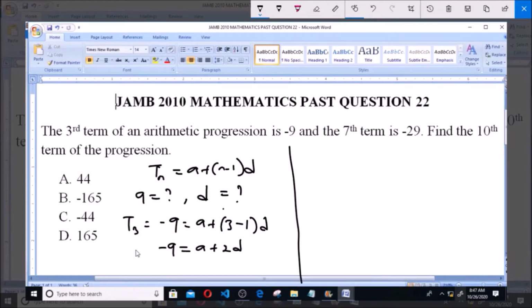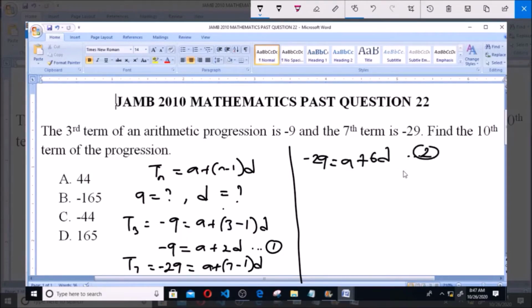Let me call this equation 1. The question also says that the seventh term is minus 29, meaning that T7 is equal to minus 29, which is equal to A plus 7 minus 1 multiplied by D. That is minus 29 is equal to A plus 6D. Now let's call this equation 2.